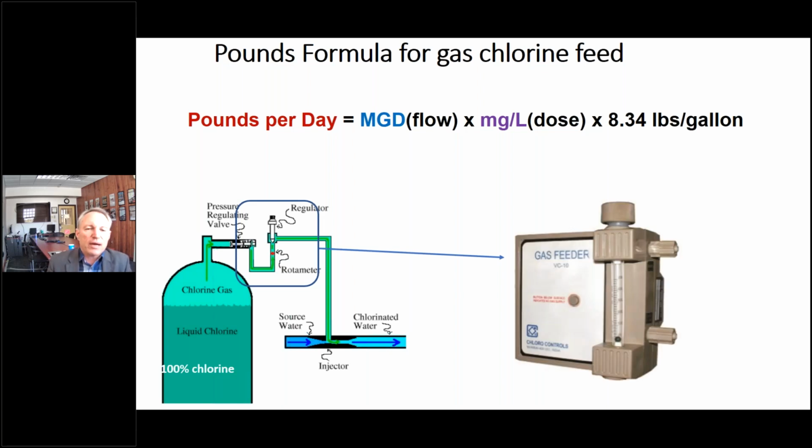And then the chlorine feed rate reads out directly in pounds per day. You have a rotometer here, and as you adjust that regulator, a little ball will float up to a particular setting. So if your target is 20 pounds per day, for example, you would adjust that regulator till that little ball rests directly on the 20 pound per day mark.